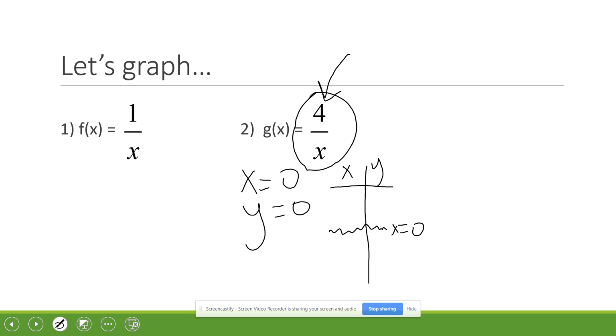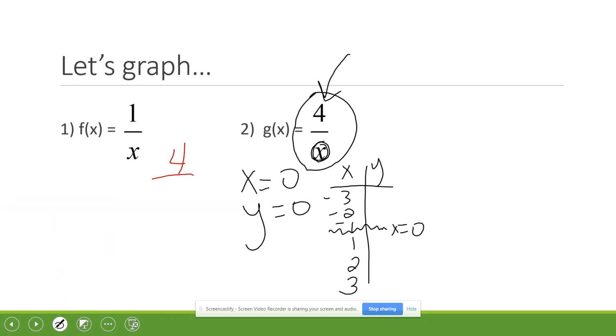So I think I'm going to stick with -3, -2, -1, 1, 2, and 3. Remember, you can't pick 0 because 0 is our asymptote. And besides, if I plug 0 in right here, 4 over 0 is undefined. So it won't work anyway.